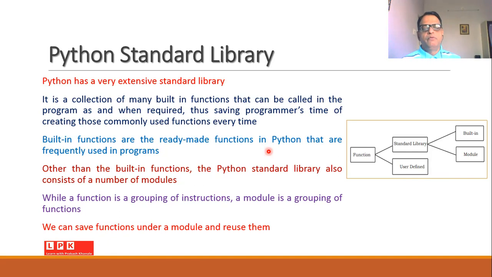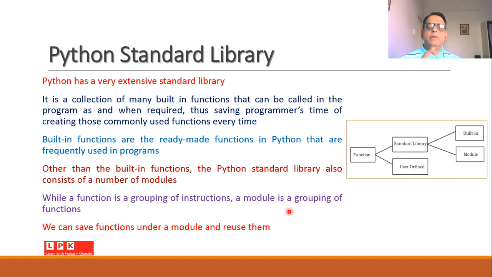Other than the built-in functions, the Python standard library also consists of a number of modules. A function is nothing but a grouping of instructions, and a module is nothing but a grouping of related functions. So whenever new functions are created, the related functions are grouped together and made available in the form of a module in the Python standard library.